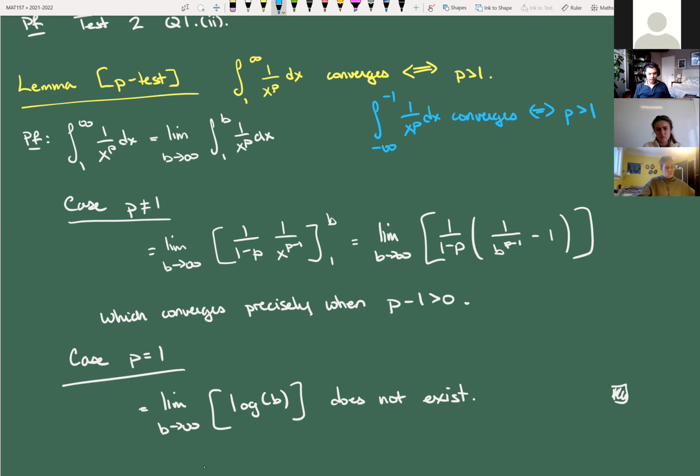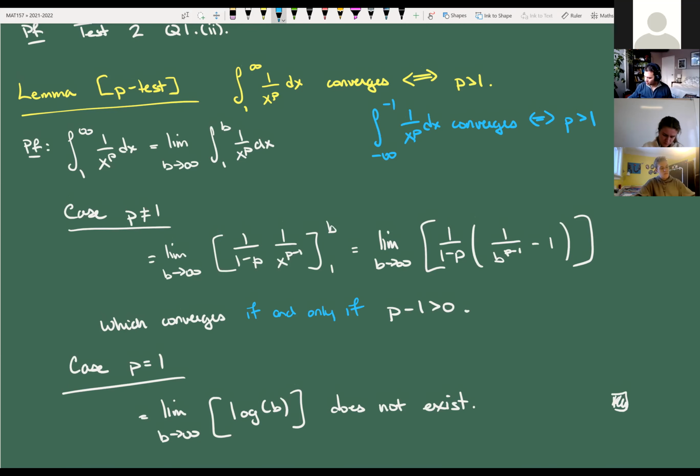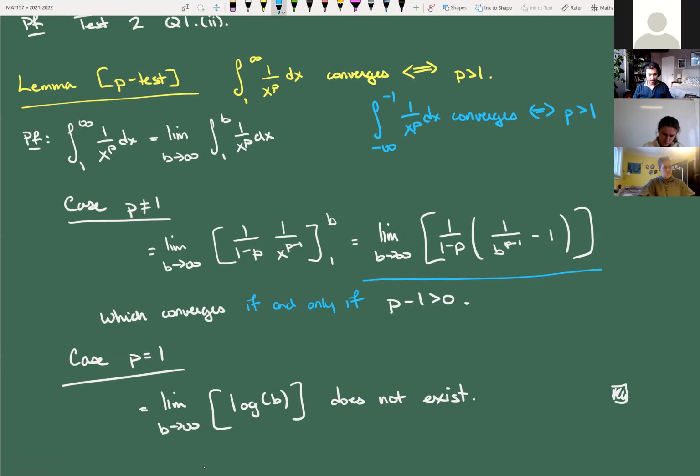I've effectively already done the if and only if. Kevin, you're right. Most of the time we would have to prove the opposite direction. The if and only if, though, comes in this case, right? So again, in the case where p is not equal to 1, this limit converges if and only if p minus 1 is greater than 0, because up until here, I have made no assumptions about p, right?